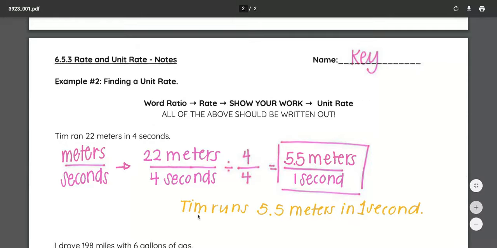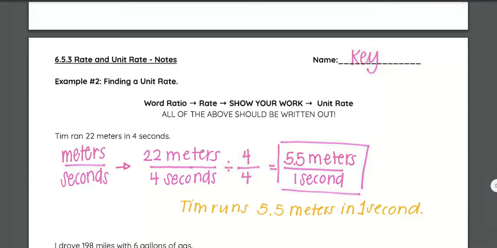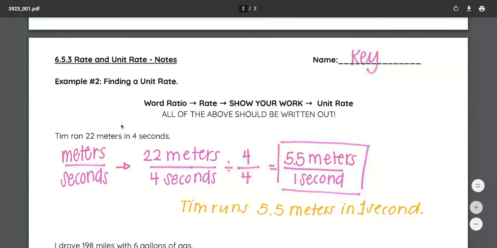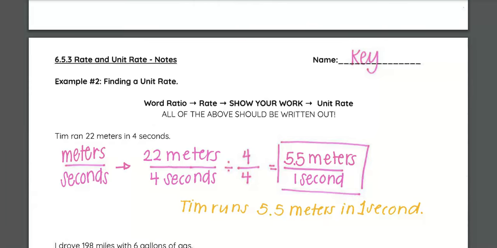So the answer to the unit rate to this situation is Tim runs 5 and 5/10 meters in 1 second. Okay, so in 4 seconds he runs 22 meters. In 1 second he runs 5.5 meters. So far, so good? All right.